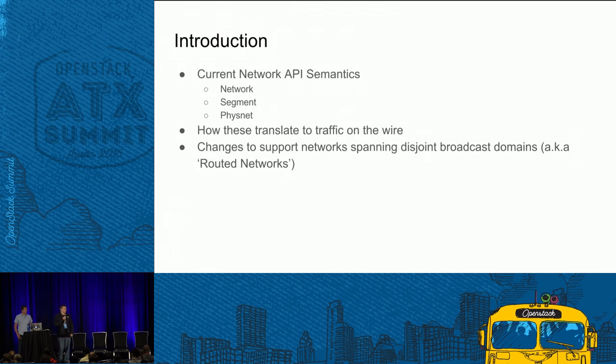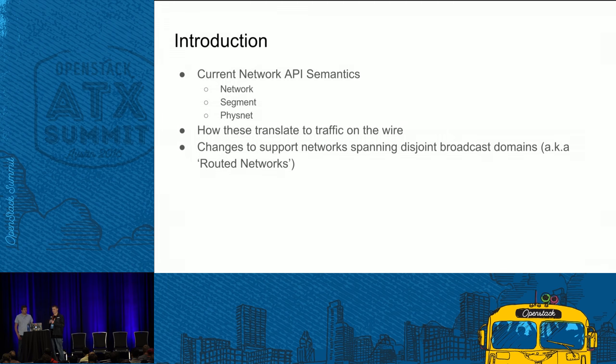So I'll go over the current network API semantics. You know, what is a Neutron network? What is a segment in Neutron? What is a physnet? How do these all mix together and translate into what actually gets put on the wire when instances send traffic to each other?